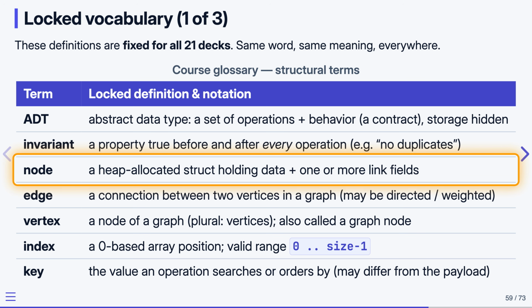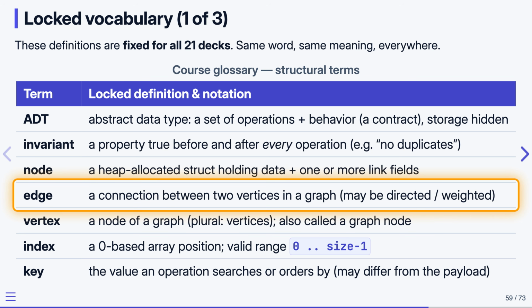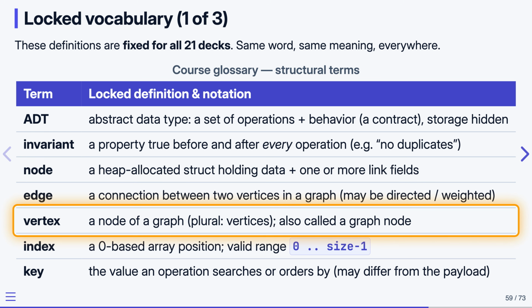It holds some data and one or more link fields. An edge is a connection between 2 vertices in a graph. It may have a direction or a weight. A vertex is a point of a graph. Many of them are called vertices. We also call it a graph node.